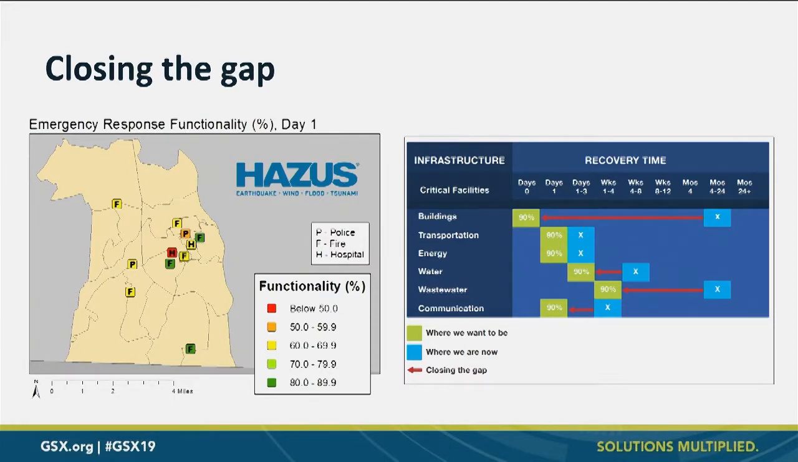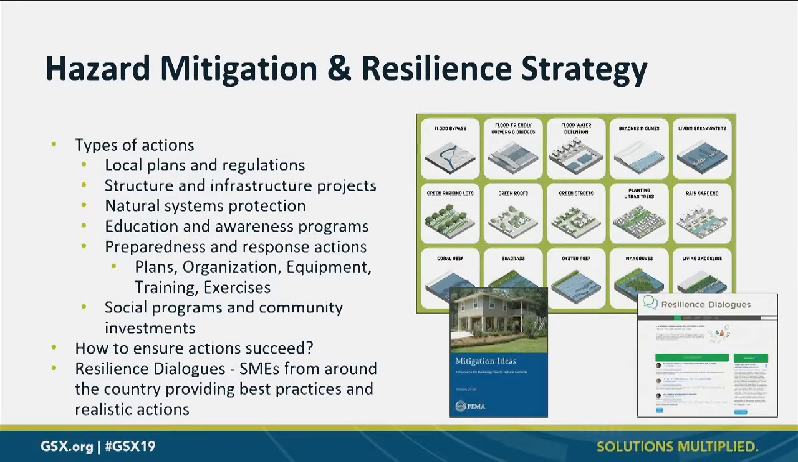It's probably going to be more like a month. So now we have a better understanding of the gaps that we have and the areas where we can promote mitigation actions or adaptation actions within the community. So the final piece of our planning process was the actual mitigation and resilience strategy.